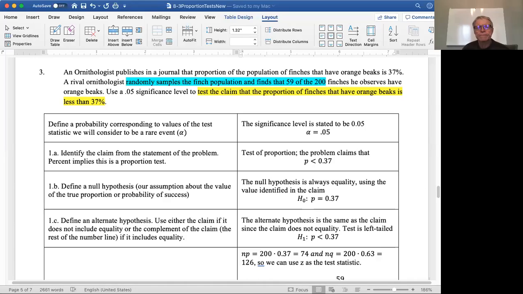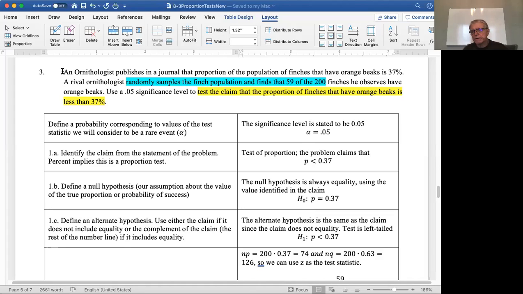This is the third video in talking about problems in test of proportion. So let's get right to that. Looking at problem number 3. Again, what we're doing here is primarily we're identifying how we can use the calculator to help us do some of this stuff here.